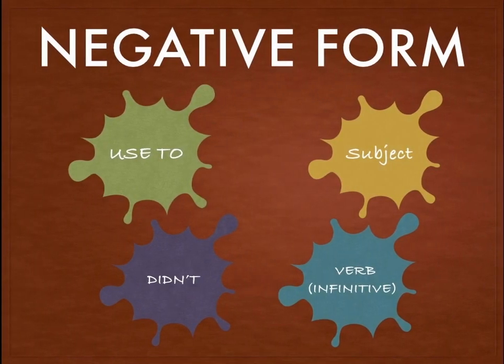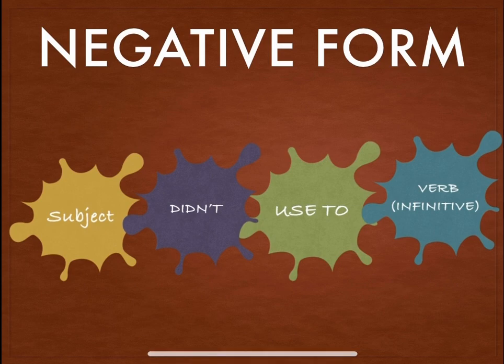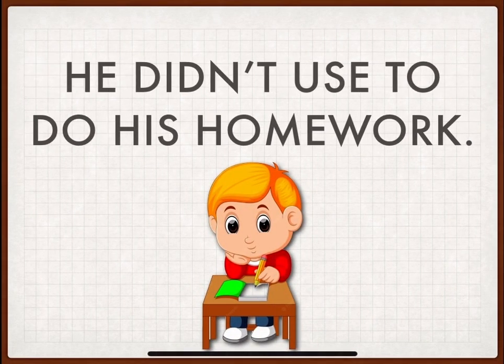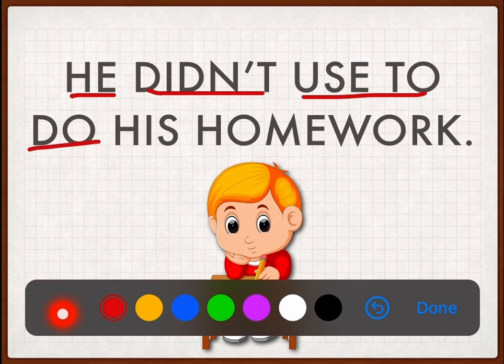Now let's make a negative form of our grammatical rule used to. First, the subject being I, he, she, it, we, they. After, didn't, short for did not, used to, then the verb in its infinitive form. For example, he didn't used to do his homework. He being the subject, didn't, short for did not, used to, do being the verb in its infinitive form, his homework.